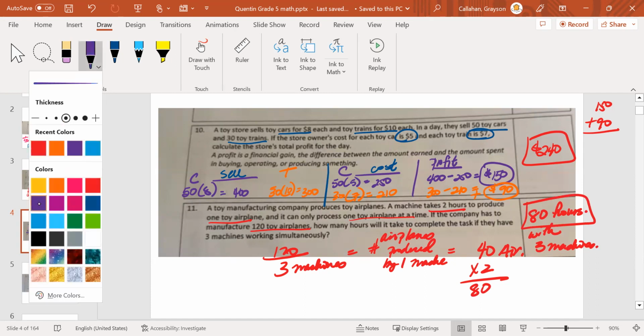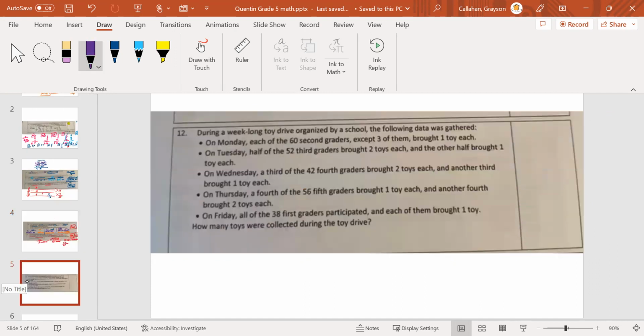Okay, number 12. Go ahead and read number 12, please. On Monday, each of the 60 second graders, except 3 of them, bought one toy each. So 60 except for 3. What's 60 minus 3? 57 toys, right? Okay, that's for second graders. On Tuesday, half of 52 third graders bought 2 toys each. But do you see how the half and the 2 toys just cancel?